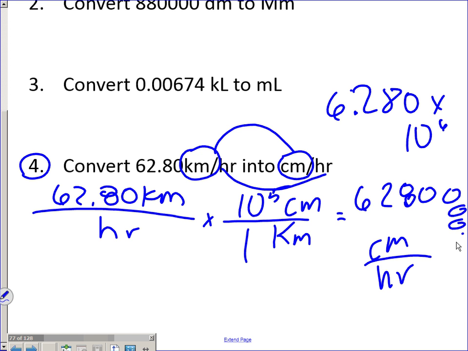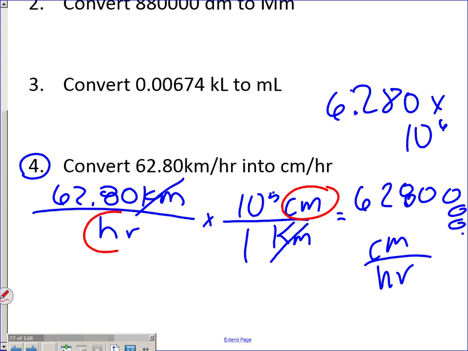But later on, we're going to do ones that are a bit more involved. Yeah, let's see. Why did you put the 10 to the 5 on top? Because in this case, I was going from kilometers to centimeters, right? And so the kilometer here needs to cancel, right? And then in the end, the hour stays and the centimeters stay. So centimeters per hour were the units I was looking for. So I had to put the centimeters on top, and it happened to be 1 kilometer contained that many centis in it. Okay. All right.